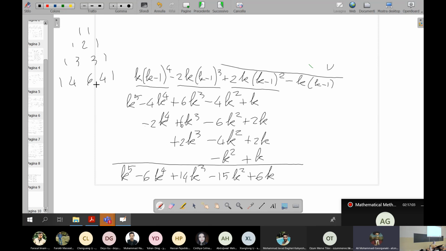Sir, what was the name of this method to calculate this? I don't think it has a name. It is a recursive formula for the chromatic polynomial. Okay?